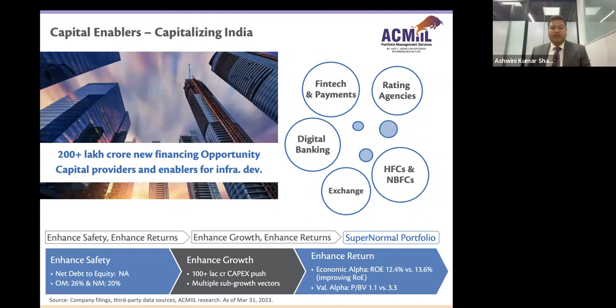Capital enablers, this includes financial institutions. While a lot of infrastructure spending is happening, all that goes through what is still a very monopolized sector in terms of banks and financial institutions. We estimate that 200 lakh crore of fresh investments and nearly 100 lakh crore of brownfield investments on the extra capacity building that the existing industry is going to do is a potential for the next 10 years or so.